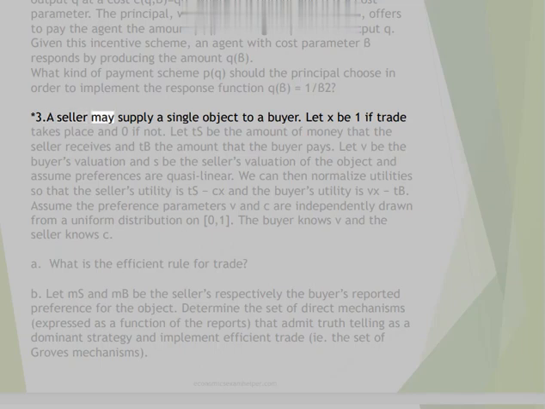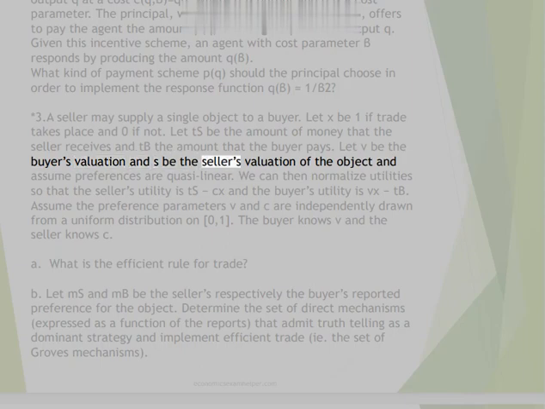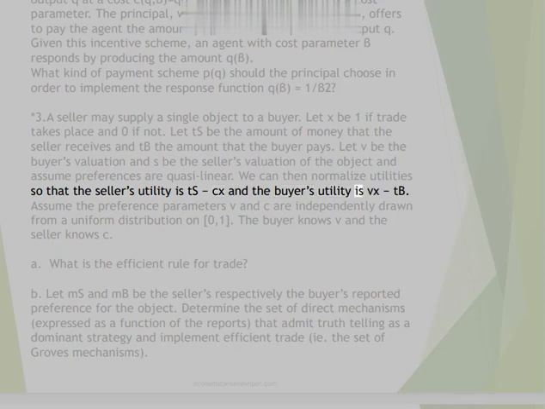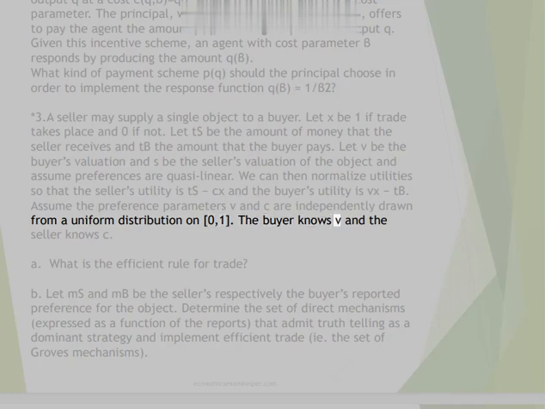3. A seller may supply a single object to a buyer. Let X be 1 if trade takes place, and 0 if not. Let TS be the amount of money that the seller receives and TB be the amount that the buyer pays. Let V be the buyer's valuation and C be the seller's valuation of the object, and assume preferences are quasi-linear. We can then normalize utilities so that the seller's utility is TS − CX and the buyer's utility is VX − TB. Assume the preference parameters V and C are independently drawn from a uniform distribution on [0, 1]. The buyer knows V and the seller knows C.